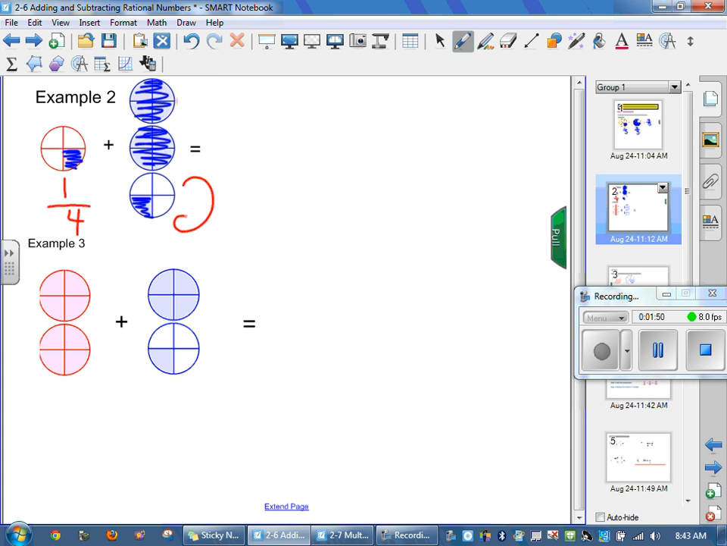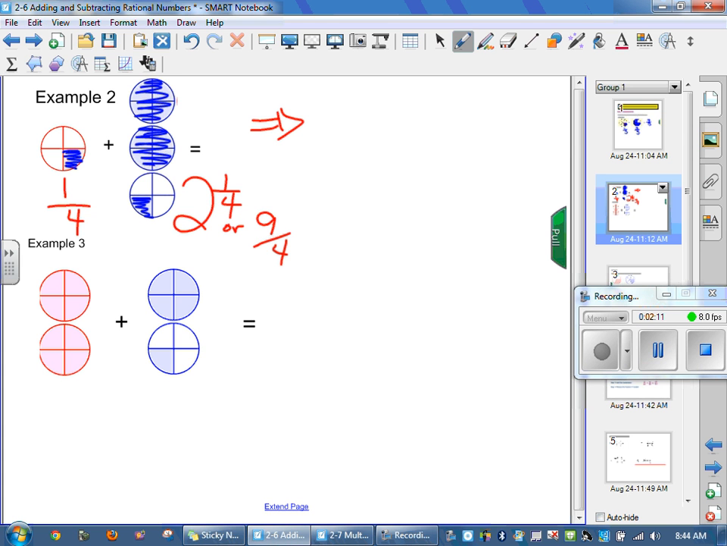2 big ones and 1 over 4. Now, we could have also said 9 over 4 is shaded. Okay, so we could also say that's 9 over 4. So I have 4 here, that gives me 8, and 1 more is 9. Okay, does that make sense? Okay, so we're going to add those together.